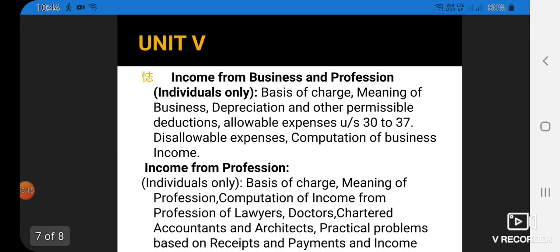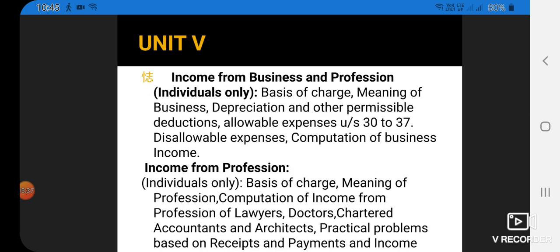Coming to fifth unit, and the last unit under the subject income tax, is income from business and profession. That is, first one is income from business of only individuals, and under that we are going to see what are the basis of charge of income from business.